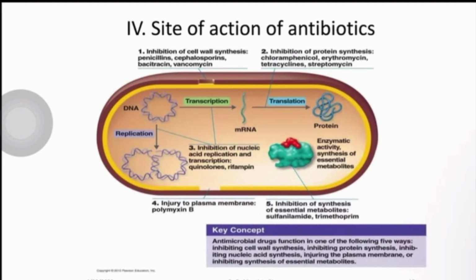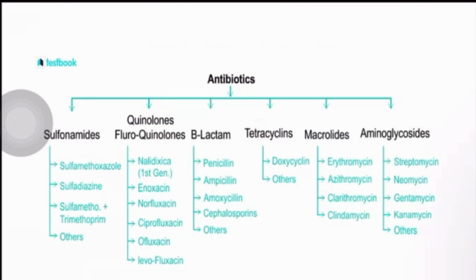And we see, looking at picture one, inhibition of cell wall synthesis. Examples include penicillin and cephalosporin. Inhibition of protein synthesis includes erythromycin, streptomycin, tetracycline, and the rest. This is a diagram that just shows the different antibiotics, and I'll be speaking on just a few to save time. So we have the beta-lactam antibiotics.